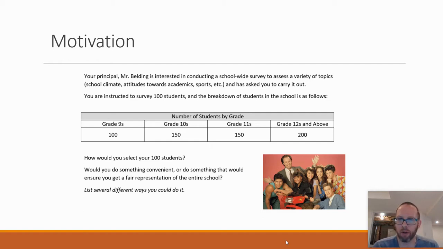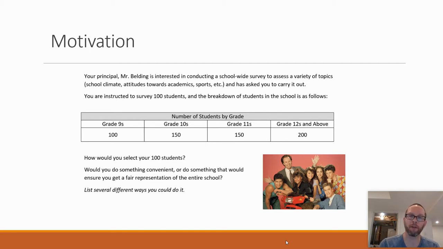One way you could do it would just be to, maybe you suggested standing by the cafeteria door and just asking the first 100 students that come by. Maybe visit certain classes and survey those classes till you get your 100 people.